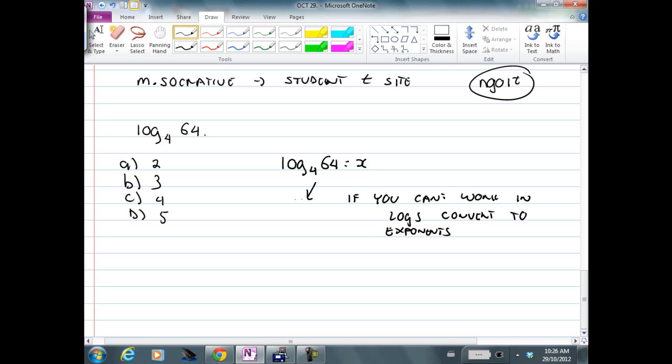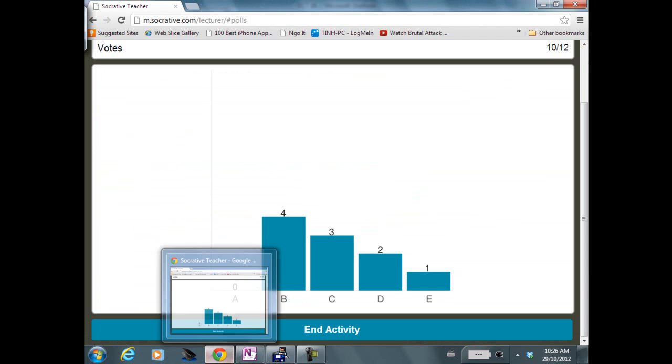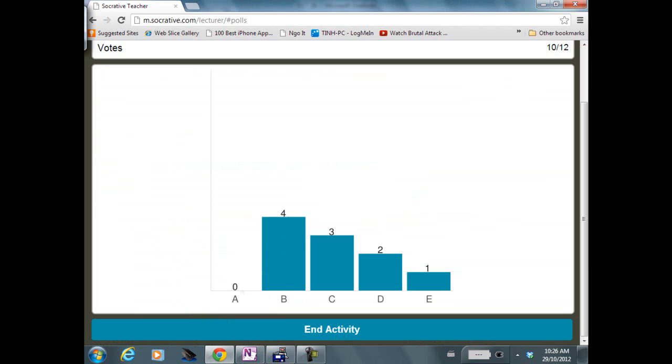So Anesh said it's 4 to the power of x equals 64. Now this is where mental math comes in. 4 to the power of what gives you 64? 3. So everyone who voted B, let's see who voted B. Oh, 4 of you voted B now.